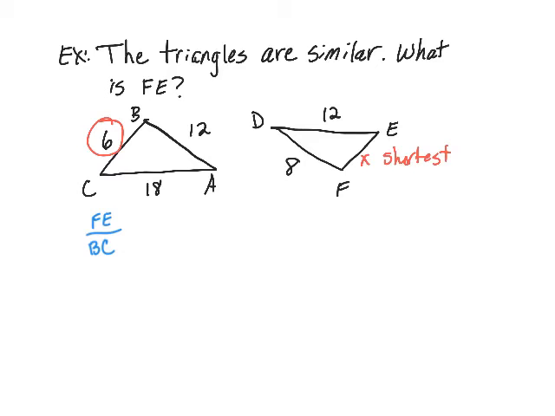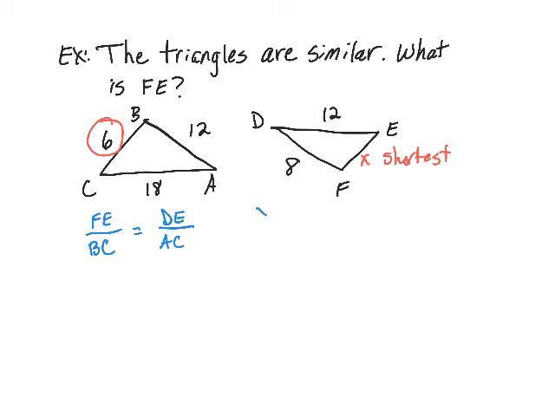Okay? Then I look at my other two, and it doesn't matter which one you choose. If I choose the longest side here is 12, and the longest side over here is 18. So I could do that. I could say DE goes with AC. And that's sufficient to substitute in and find your answer.